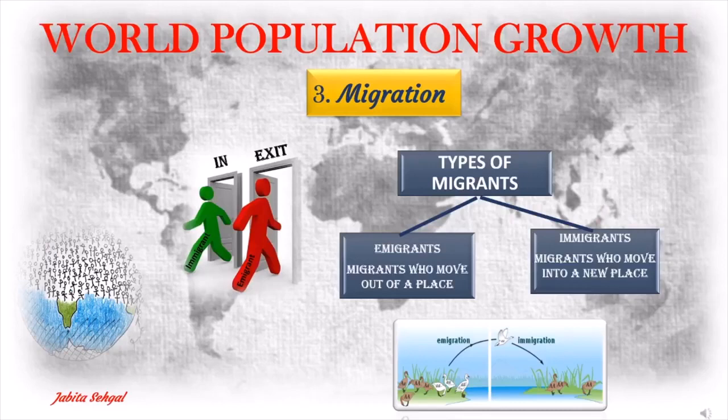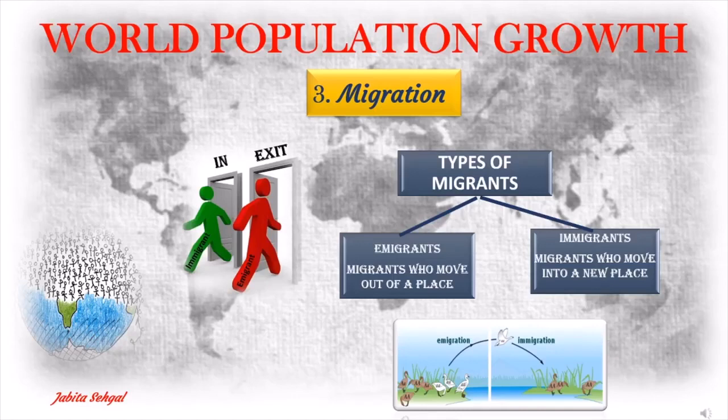Let us talk about the two types of migrants: immigrants and emigrants. Immigrants are those who move into a new place, and emigrants are those who move out of a place.